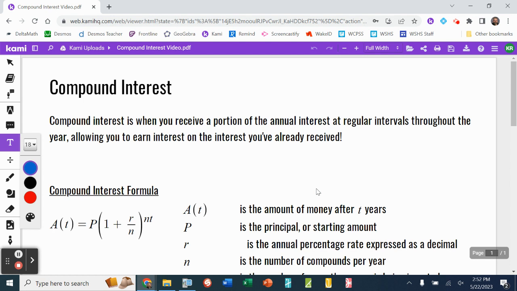Well, compound interest is when you receive a portion of the annual interest at regular intervals throughout the year, allowing you to earn interest on the interest you've already received. So normally in a non-compound interest account, you would only receive the interest at the end of each year. However, in a compound interest account, say it's semi-annual, you would receive interest on your amount at the end of 6 months and then again at the end of the year. Or if it was quarterly, you would receive a portion of the interest every 3 months. Again, this allows you to earn interest on the interest.